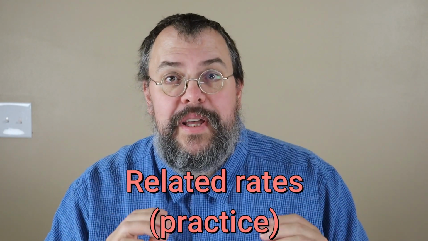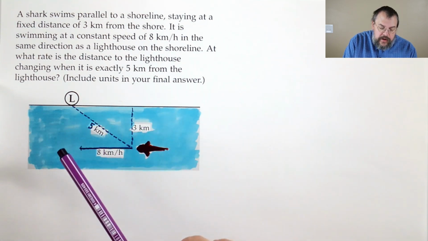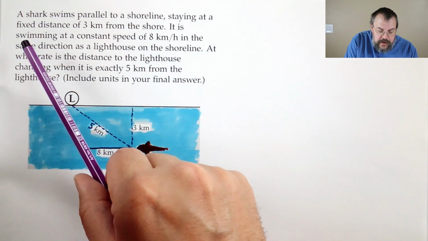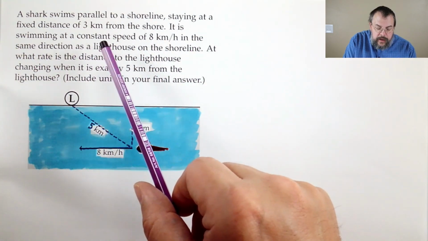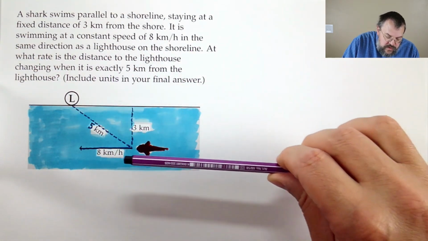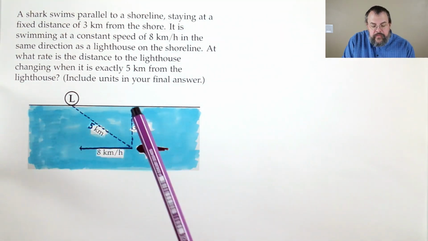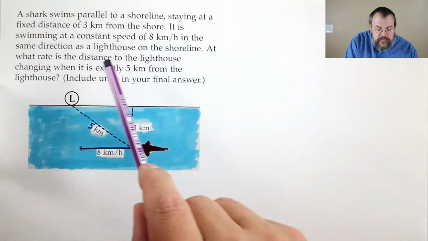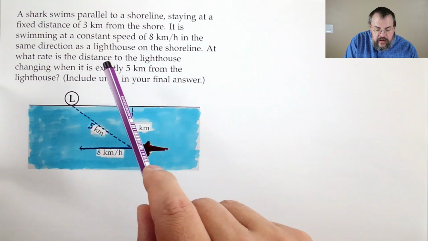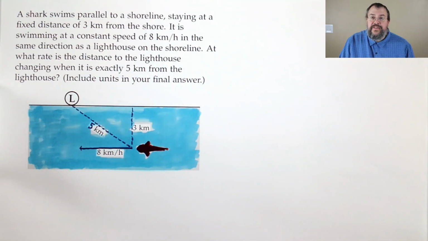Well, let's begin. Our first problem, you can see here, we have some blue water. So let's see, what is it? A shark swims parallel to a shoreline, staying at a fixed distance of 3 kilometers from the shore. It is swimming at a constant speed of 8 kilometers per hour in the same direction as a lighthouse on the shoreline. See, they conveniently gave us a picture, which is great.